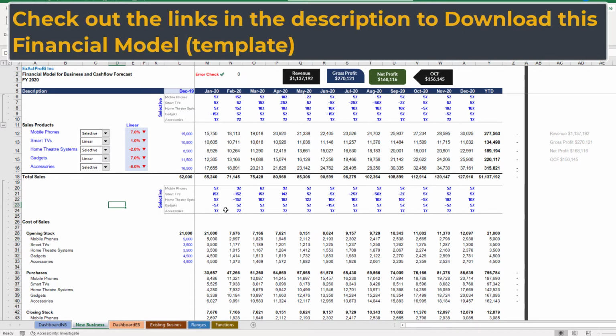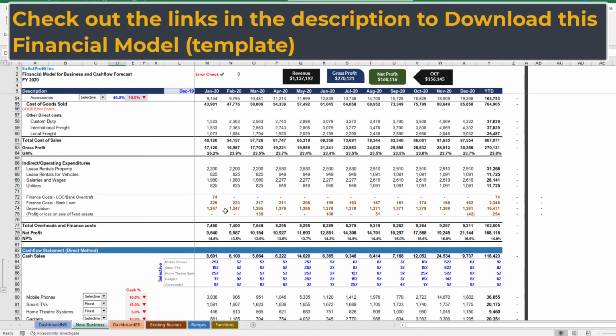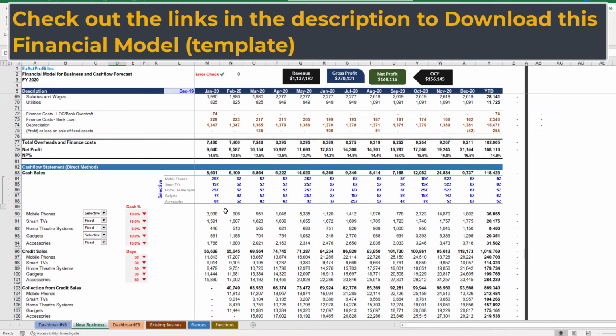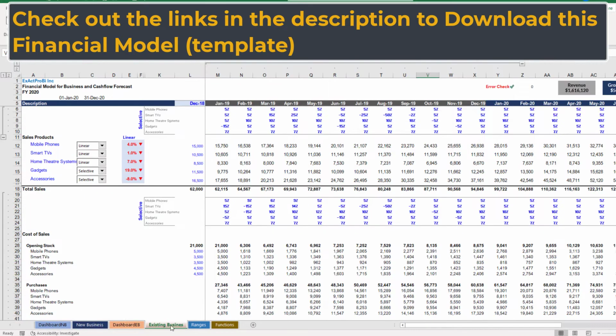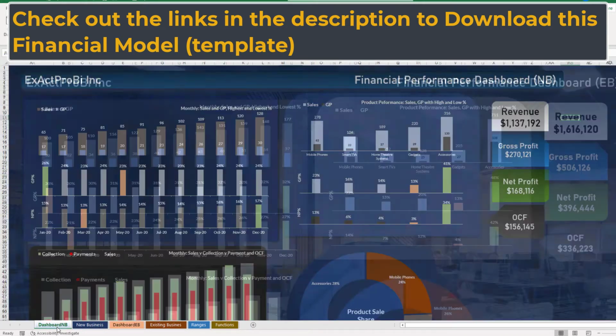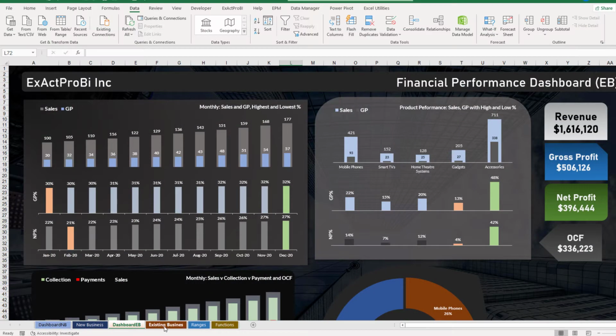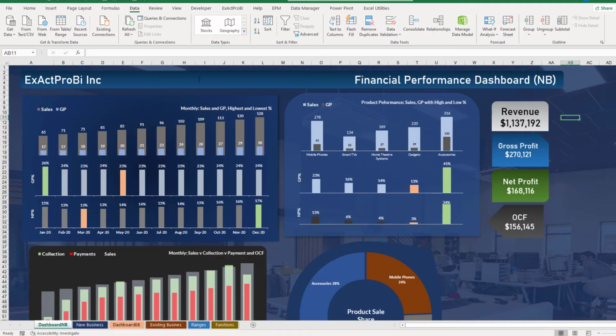In this video, we'll be going through the new version of the financial forecasting model and the dashboards. So this is the new business model. This is the existing business model, and these are the dashboards for each of the scenarios. That is, the existing business dashboard is this, and the new business dashboard is this.